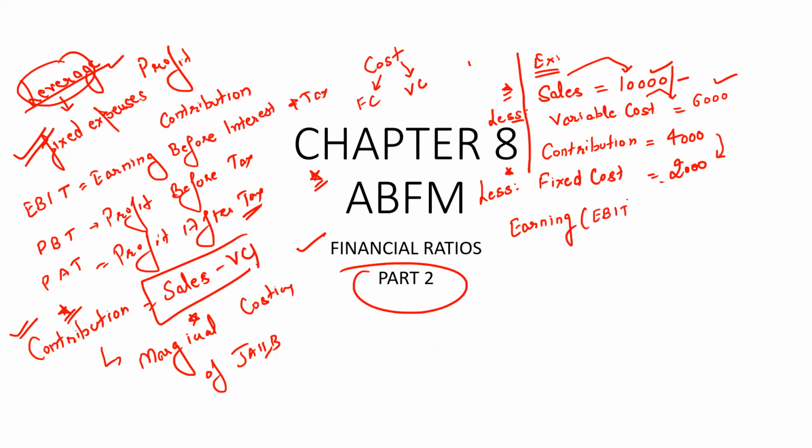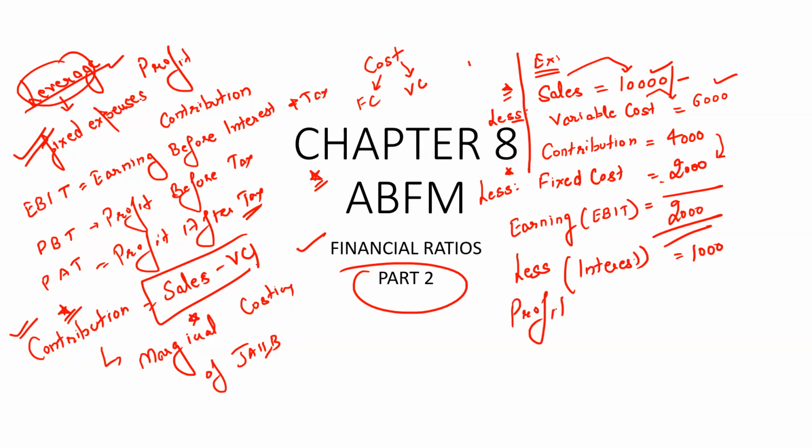Earning before interest and tax. How much amount is that? 4,000 minus 2,000. That is 2,000 here. Clear? Among that, when we are paying the interest, we have to subtract the interest here. Interest is rupees 1,000. So what we have left is profit in our hands.